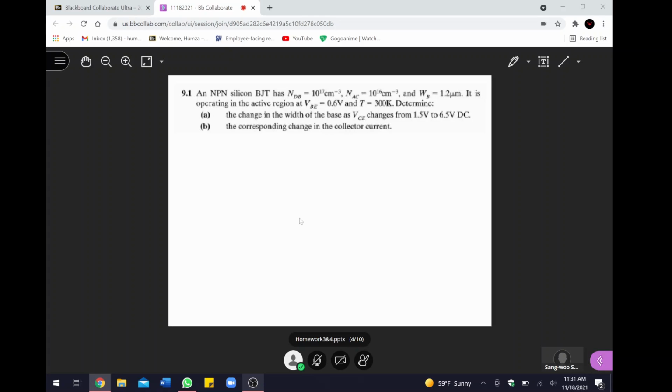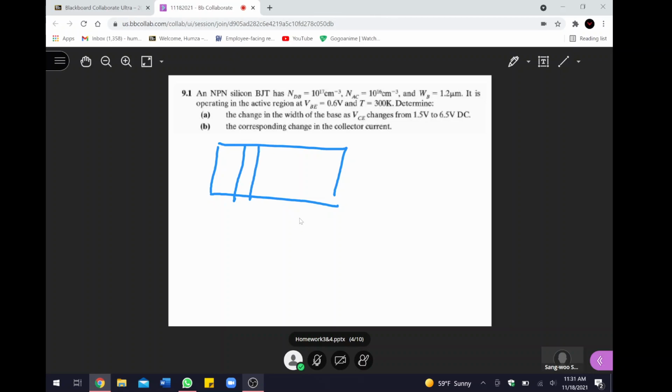The first question is: if you change the voltage between the collector and emitter from 1.5 volt to 6.5 volt, how much is the base width going to change? That's the first question. So let's draw this case schematically.